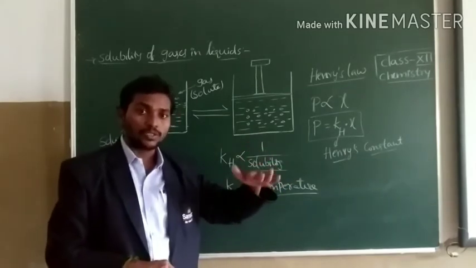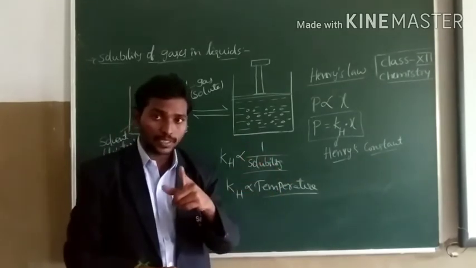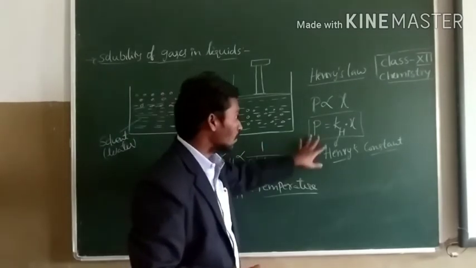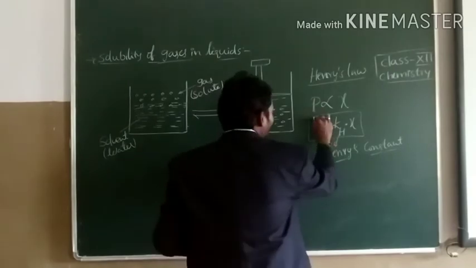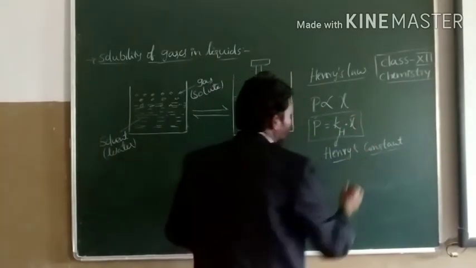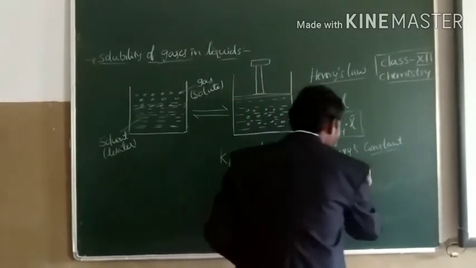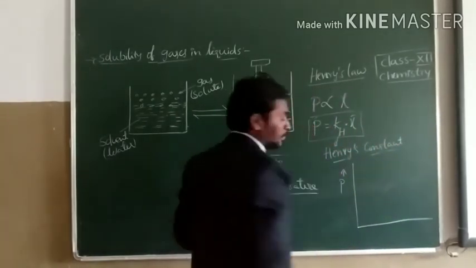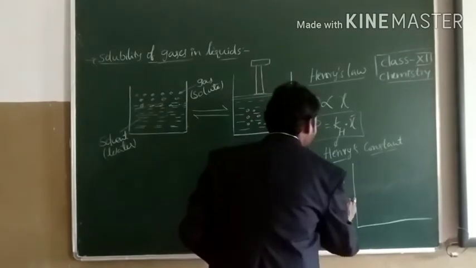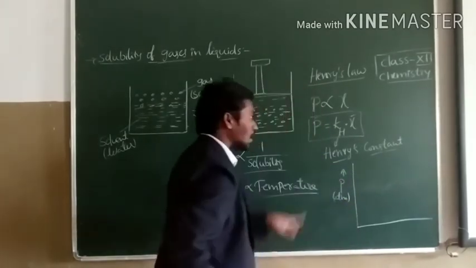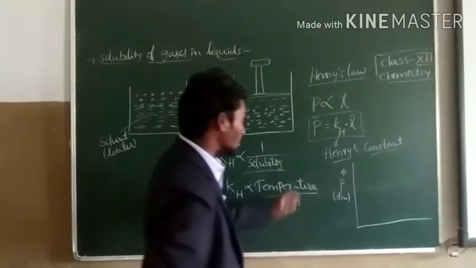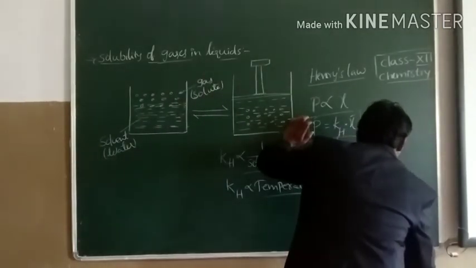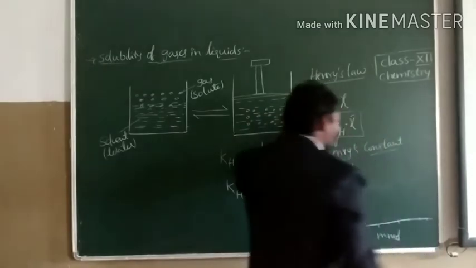Pressure increases, solubility of gas increases. Temperature increases, solubility of gas in a liquid decreases. And when we plot a graph between partial pressure and the mole fraction of gases, it is something like this, children. Partial pressure on x-axis in terms of atmosphere, pressure expressed in atmosphere, and chi means mole fraction. Mole fraction is expressed in mole or millimoles.